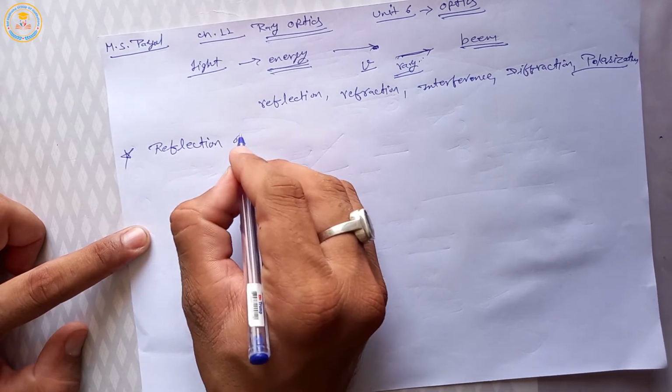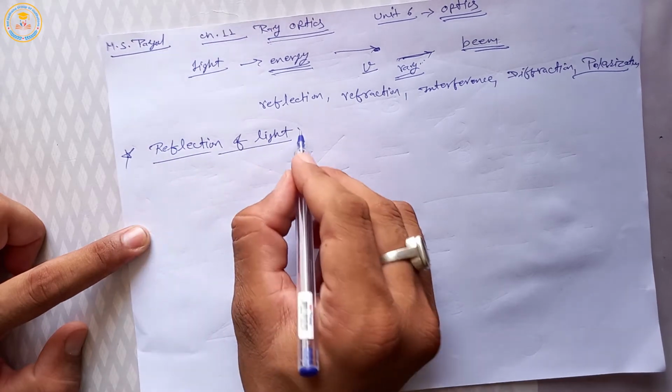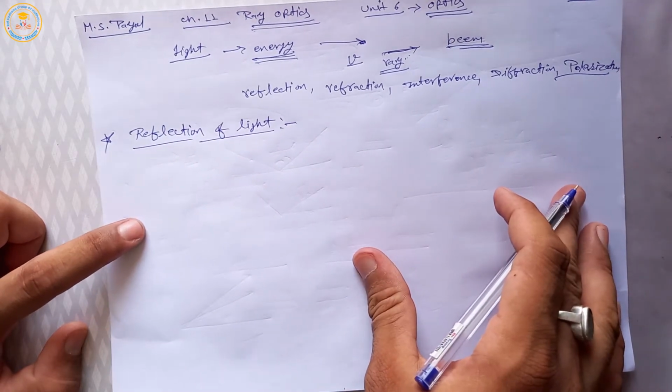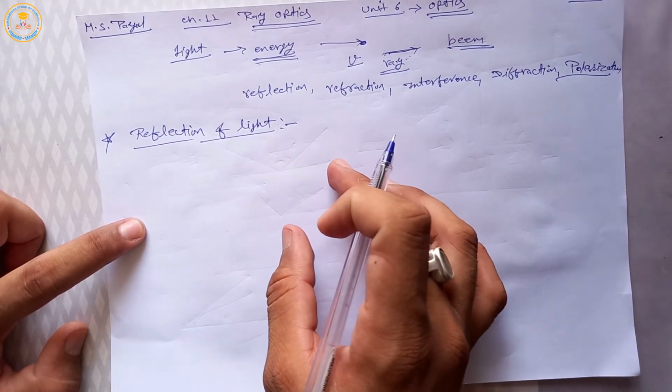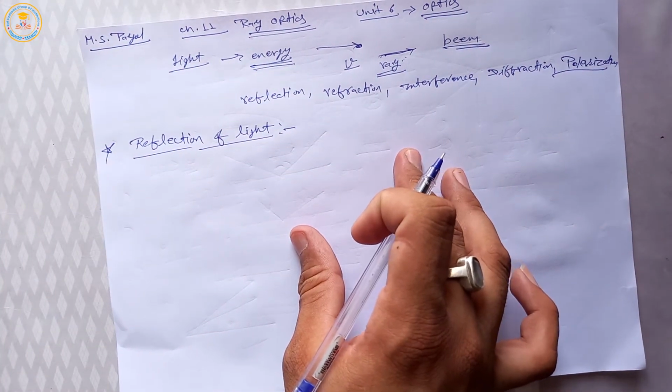Now, first we learn reflection of light. First topic is reflection of light. This is very simple, and this topic you studied in our previous classes.